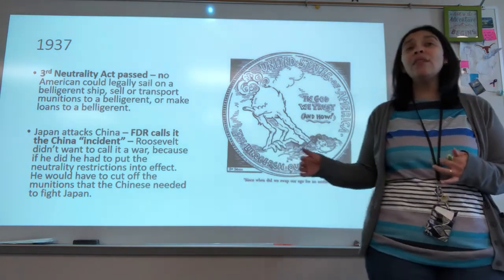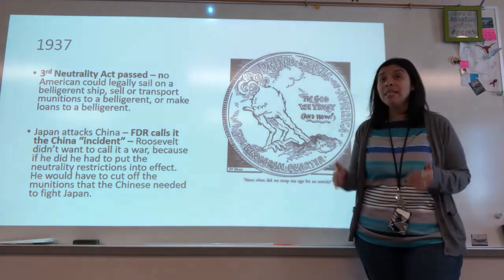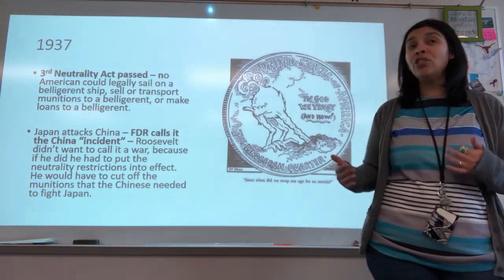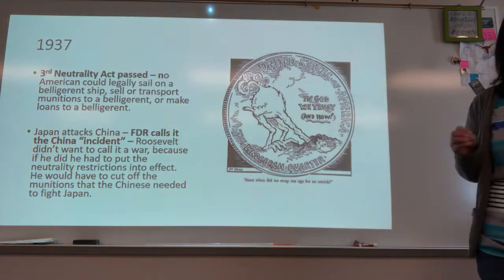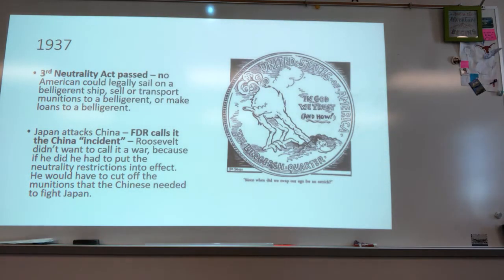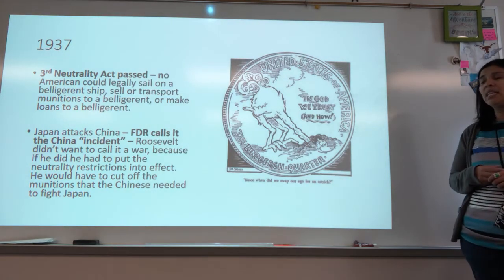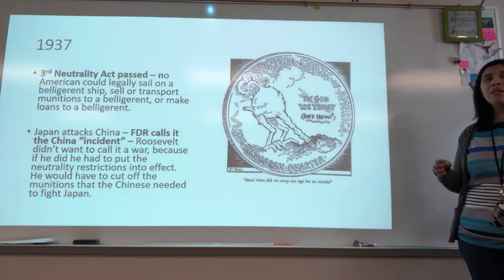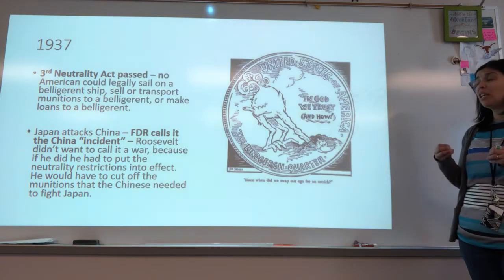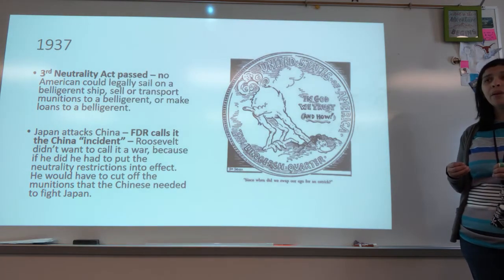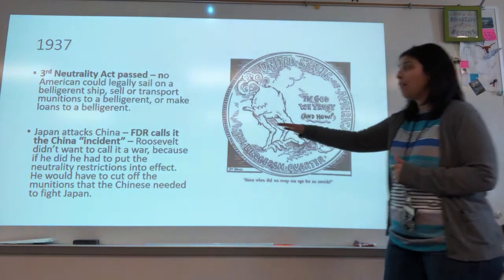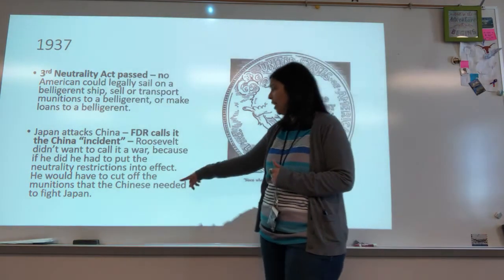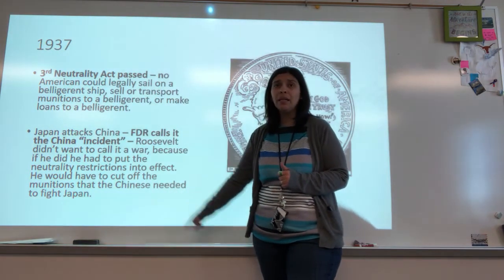And that is what Roosevelt is doing here. He's dismissing that Japan has invaded China and this is a war. But Roosevelt did not want to call it a war. He says if he called it a war, he would have to put the neutrality restrictions in. So this would have cut off the munitions that the Chinese needed to fight Japan. So the only reason why he's not calling it a war is so he could give what to China? Weapons. So that's what we're going to put here. FDR calls China an incident so he could give the Chinese needed weapons.